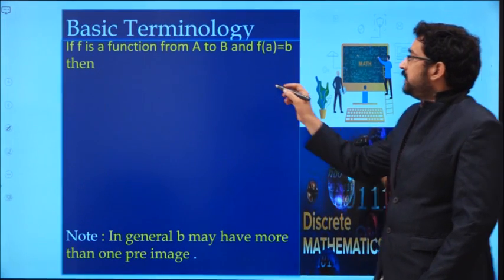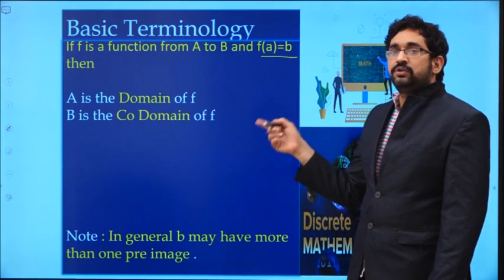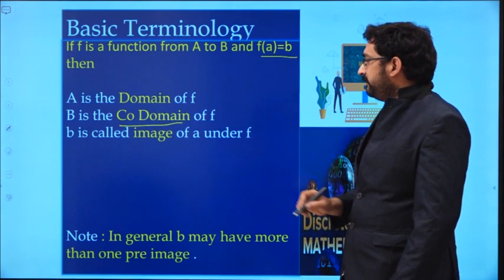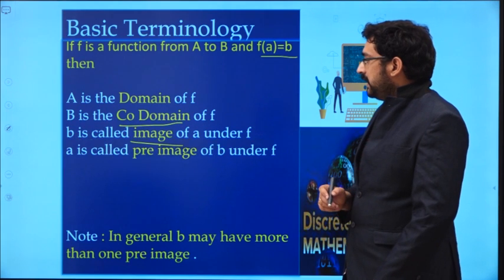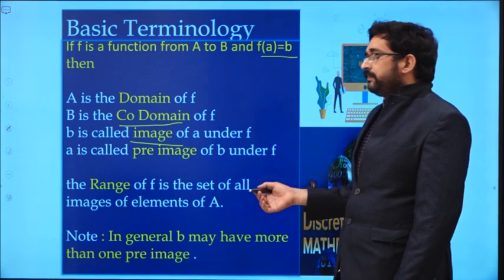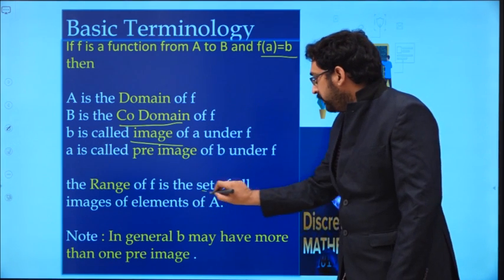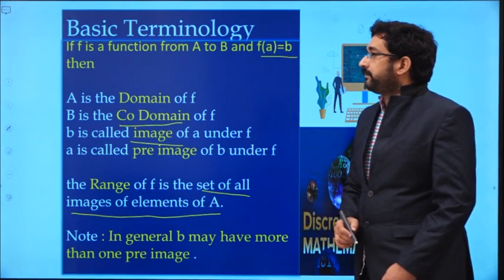If f is a function from A to B, then A is said to be the domain of f, B is said to be the codomain of f, and f(a) is called the image of a, and a is called the pre-image of f(a). What is the range of f? The range of f is the set of all images of elements of A.